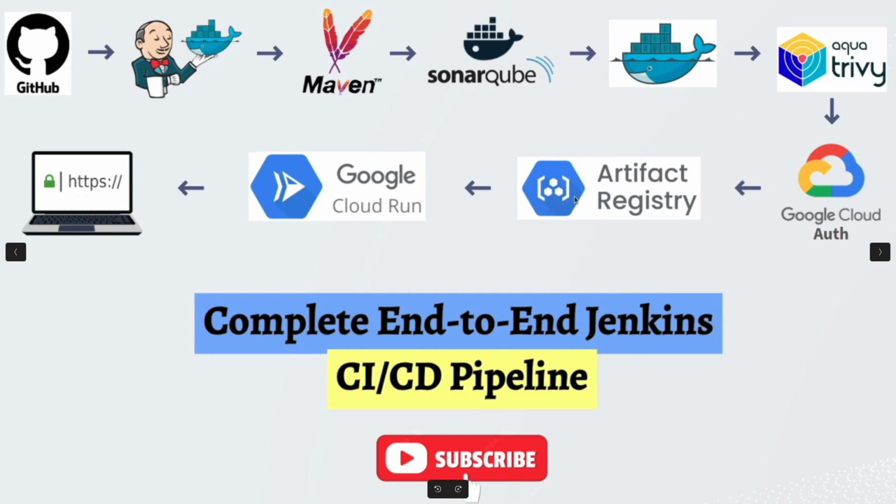So this is going to be our container storage platform. Next, we will deploy the container that we stored inside the Artifact Registry to Google Cloud Run. And then from there, we will access our application on our browser via an HTTPS link.